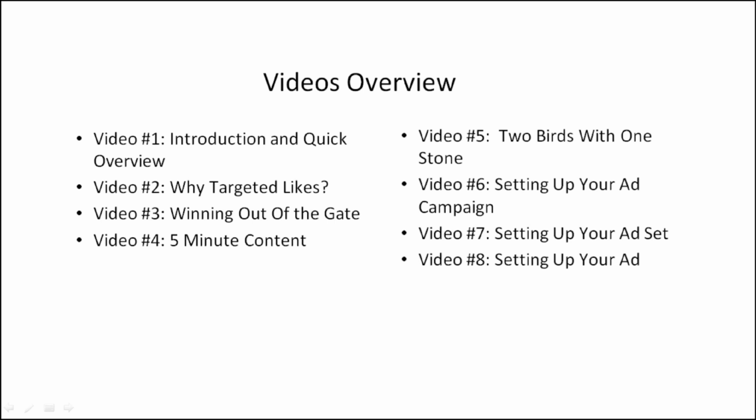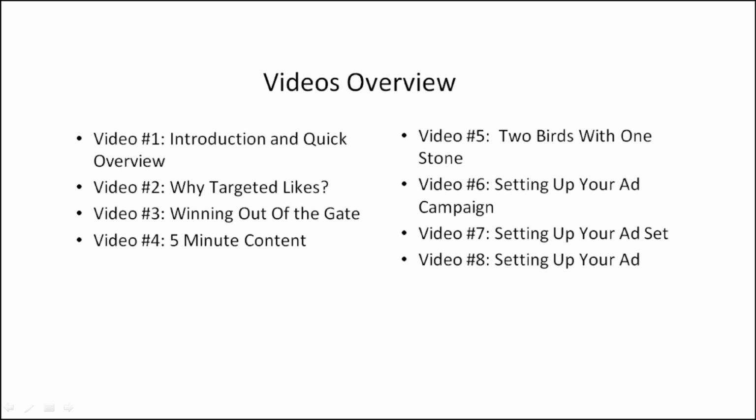Video number 3, we're going to talk about what it means to take that data that you have received and then apply it to the more expensive markets so that you can actually win out of the gate. Video number 4, we'll talk about how to create content fast. So 5-minute content. In other words, how to create content that actually converts. Video number 5, we're going to talk about 2 birds with 1 stone, which is basically a conversion factor.